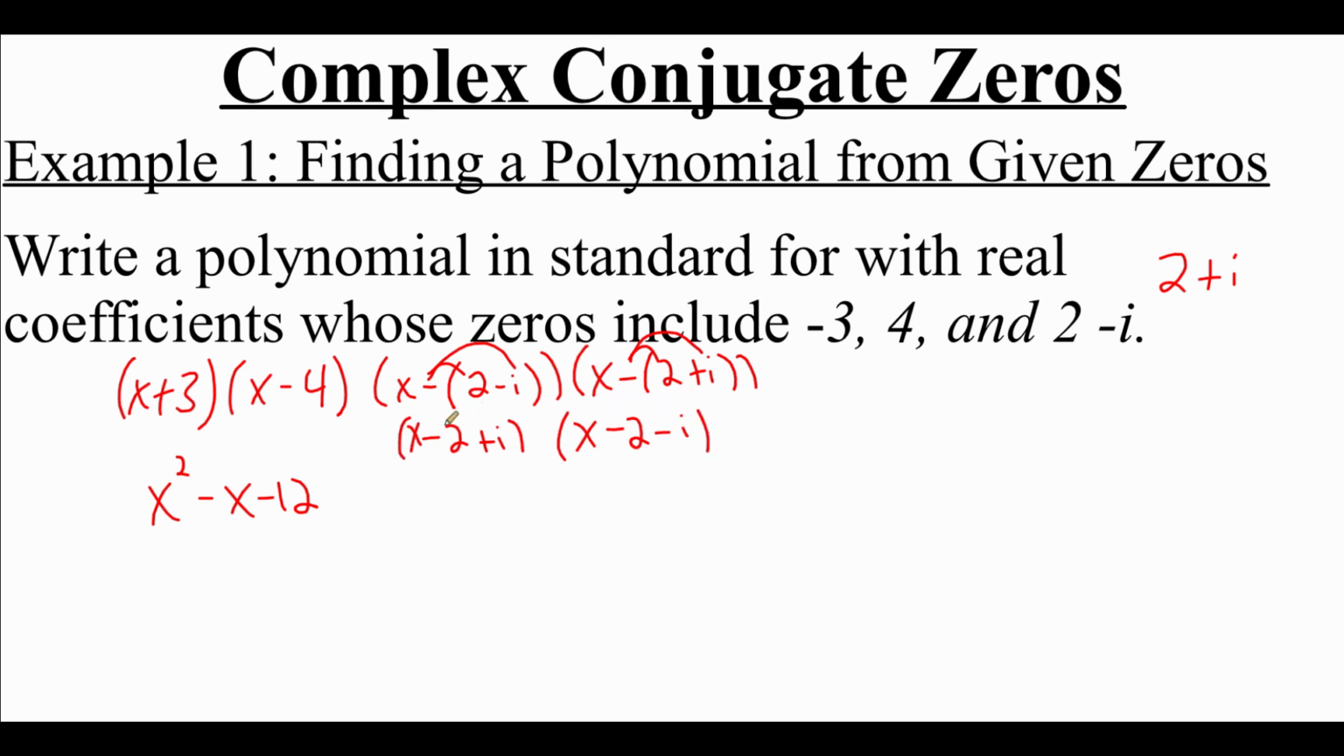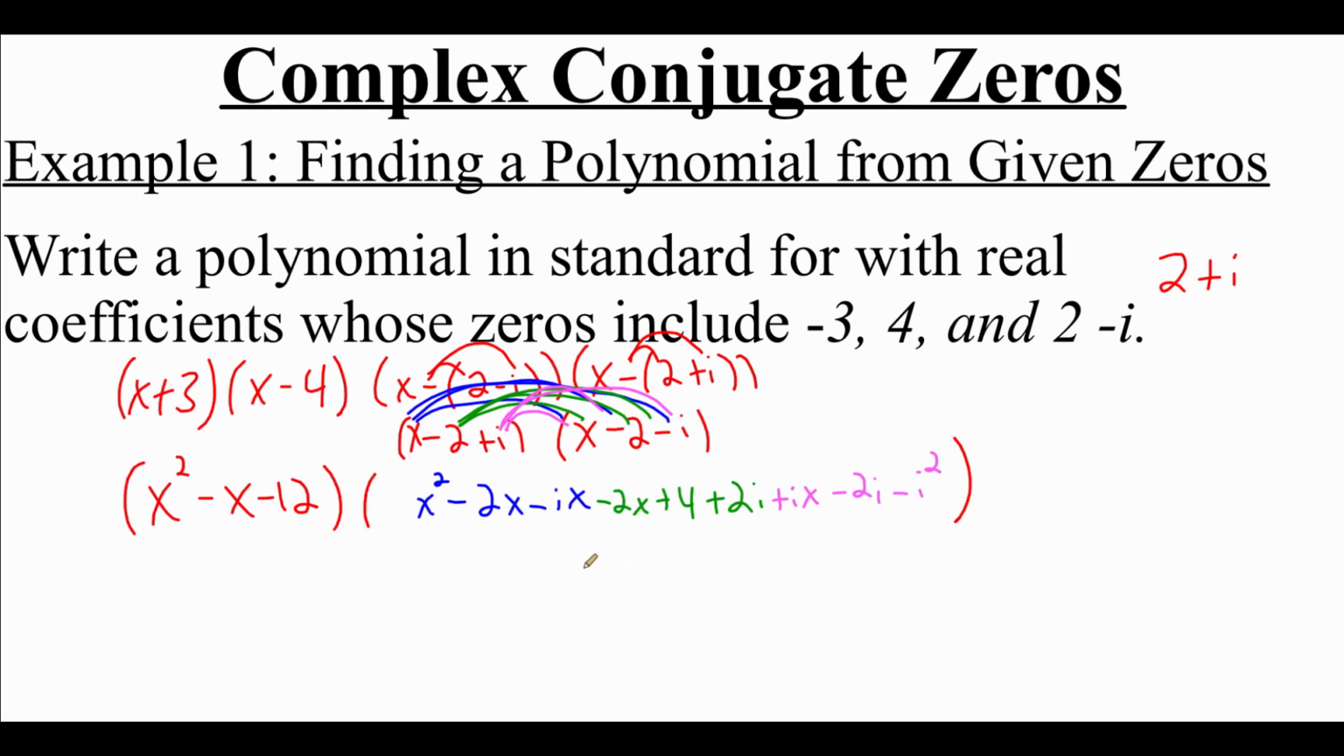And now what I'm going to do is work on multiplying these together by doing a whole bunch of distributive property. So x times x is going to get me x squared. x times -2 is -2x. And x times -i is -ix. Then I'm going to distribute my -2, so -2 times x is -2x. -2 times -2 is plus 4, and -2 times -i gives me plus 2i. And then I need to distribute my i, so i times x is plus ix. i times -2 is -2i, and i times -i is -i squared.